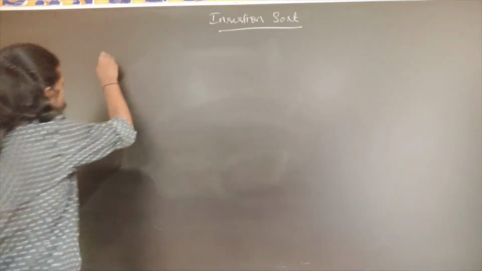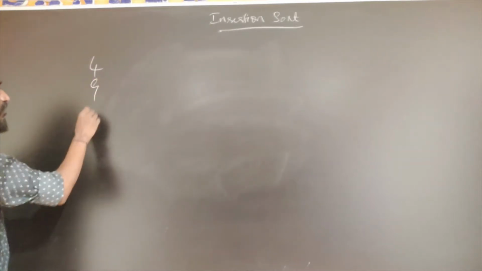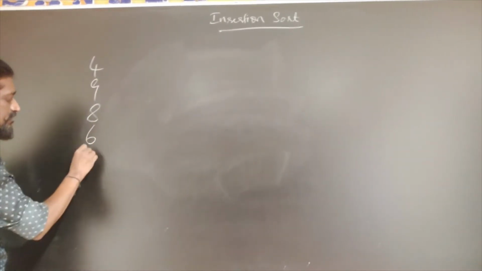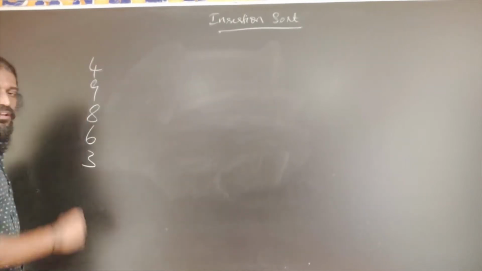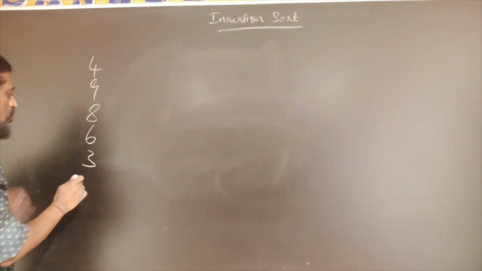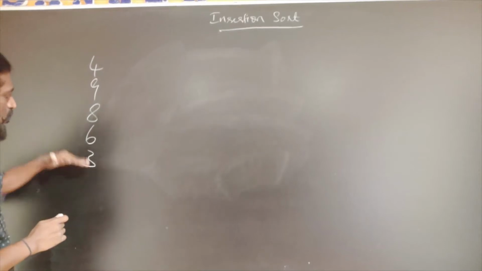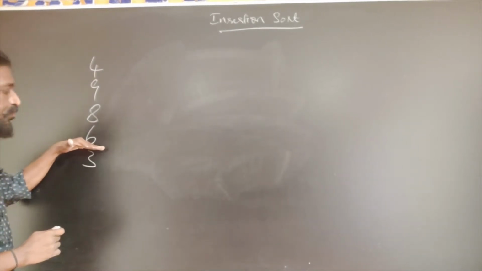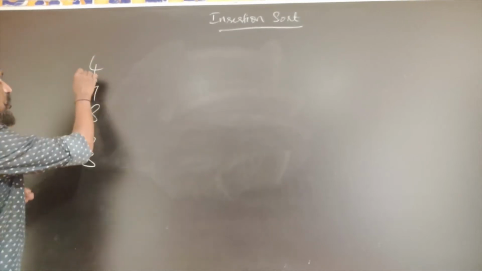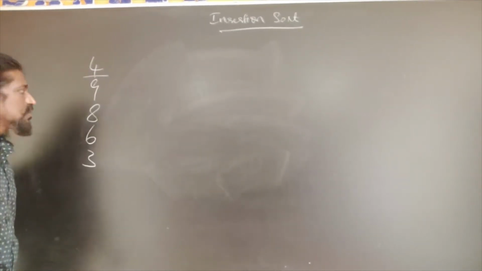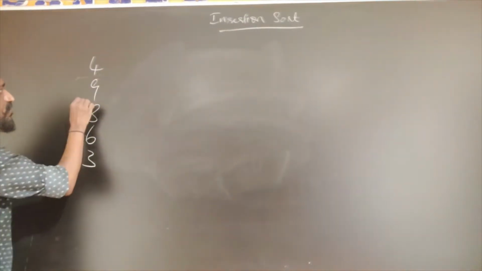We will take the same example 4, 9, 8, 6, 3. Okay, and we'll see how we solve this using insertion sort. So to solve a problem of size 5, we need a subproblem of size 4. For 4 we need 3, for 3 we need 2, for 2 we need 1. So one element is already sorted. So since one element is already sorted, we will go to a subproblem of size 2.